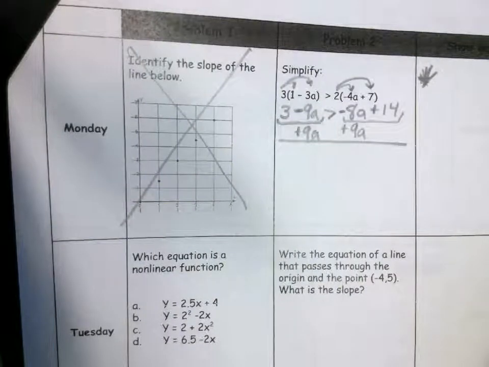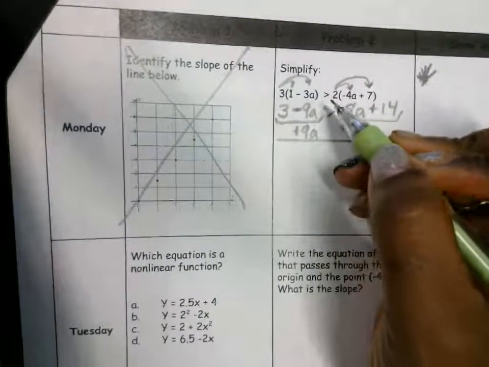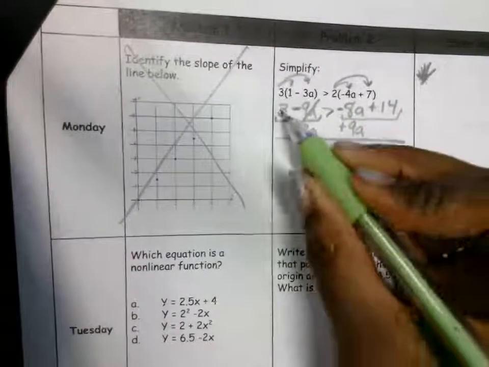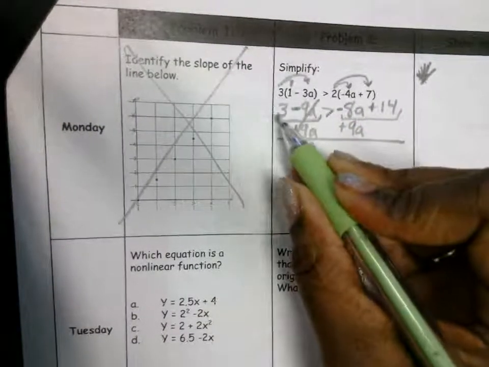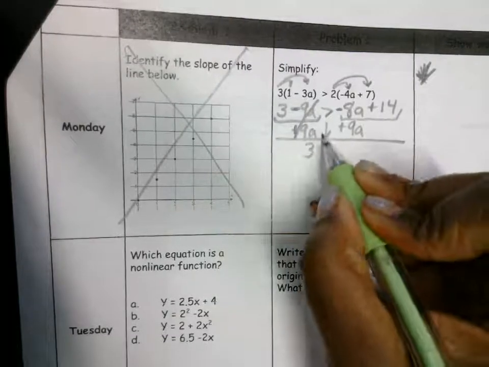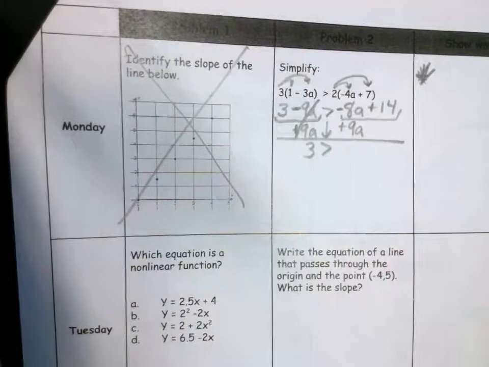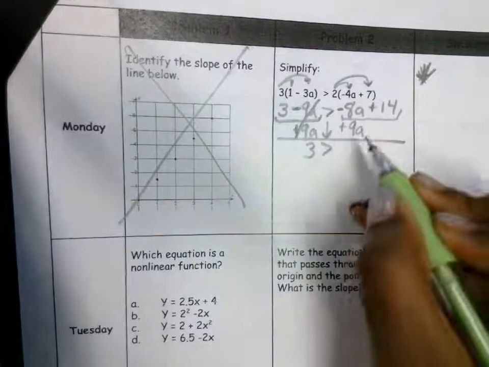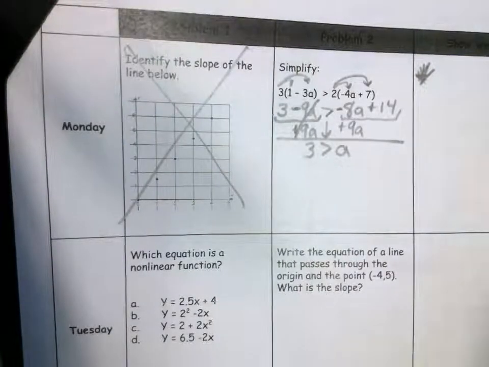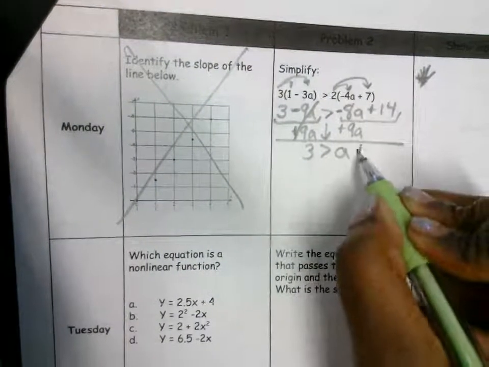Negative 9a plus 9a is 0. And I'm left with this positive 3. I know it's a positive 3 because there's no sign in front of it. Bring down the inequality. Negative 9a plus 9a is 1a, or just a. I'm going to bring down the 14.